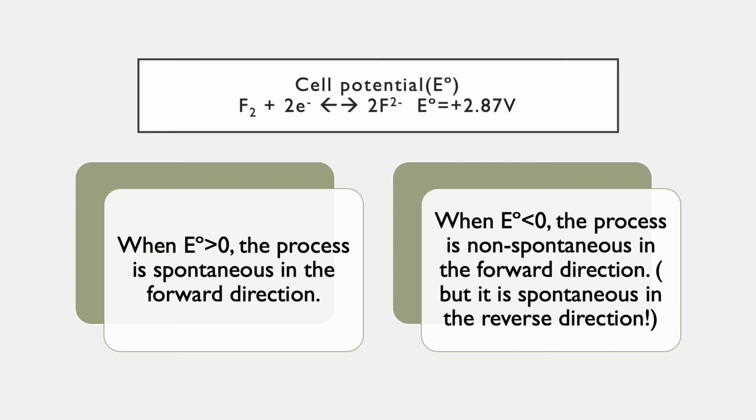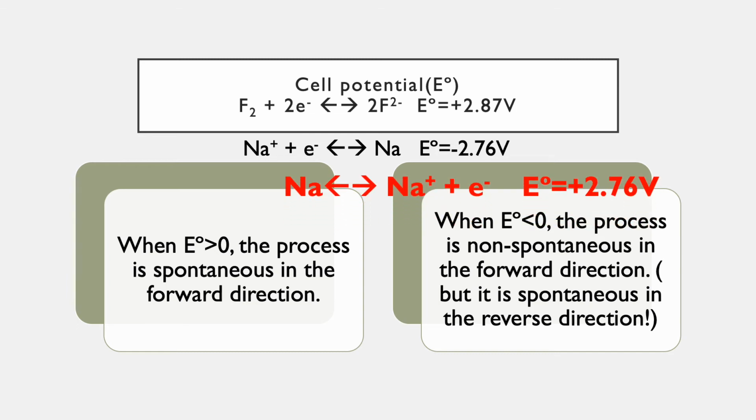What if the reaction has a negative cell potential? Like this reaction, Na+ reacts with 1 electron and forms sodium. It has a cell potential of negative 2.67 volts. When the cell potential is negative, the reaction will be non-spontaneous in the forward reaction, but it will be spontaneous in the reverse reaction, because when you reverse the reaction, the cell potential will change from negative to positive.